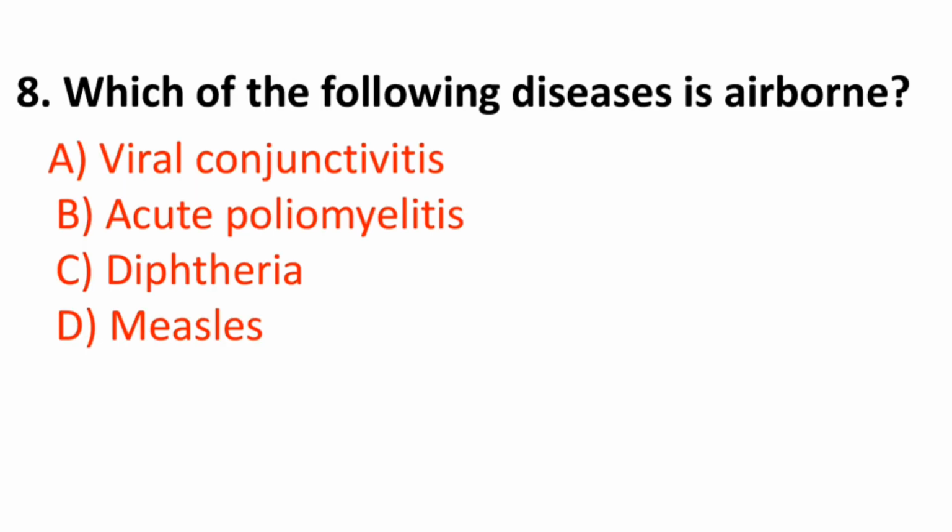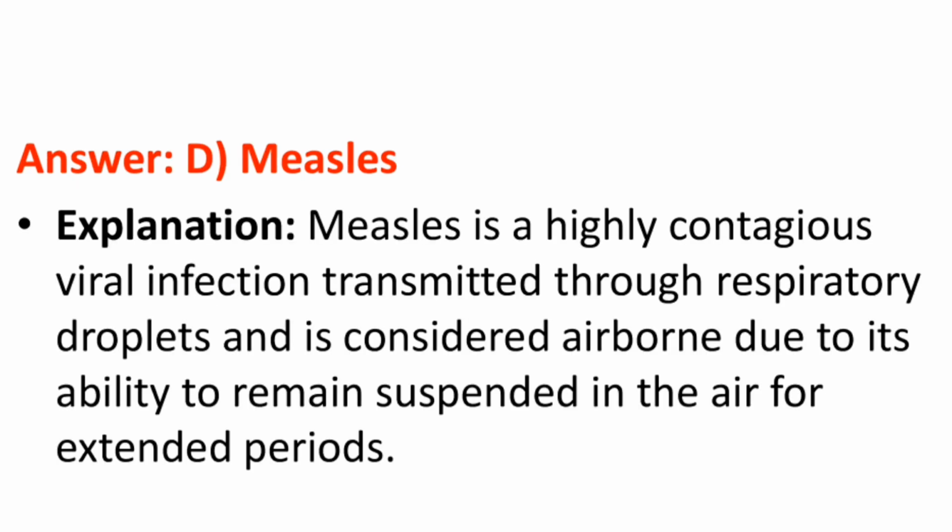Next question. Which of the following diseases is airborne? Option A, viral conjunctivitis. Option B, acute poliomyelitis. Option C, diphtheria. Option D, measles. The correct answer is option D, measles.